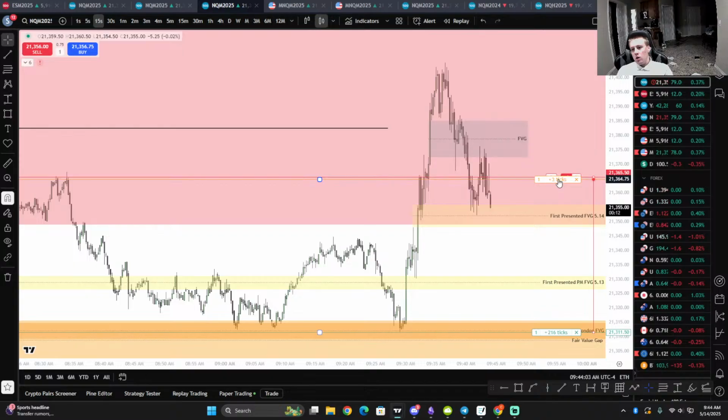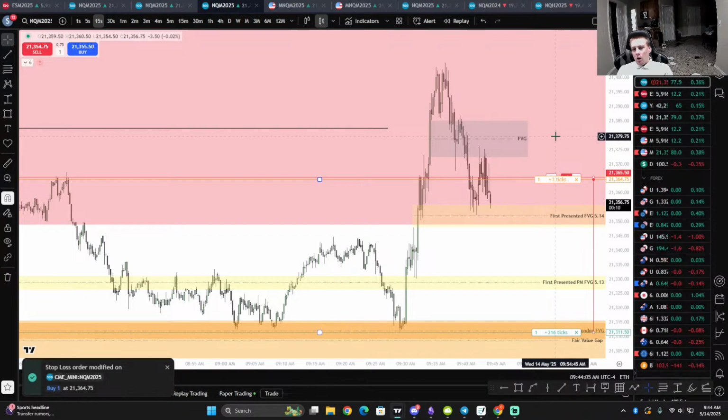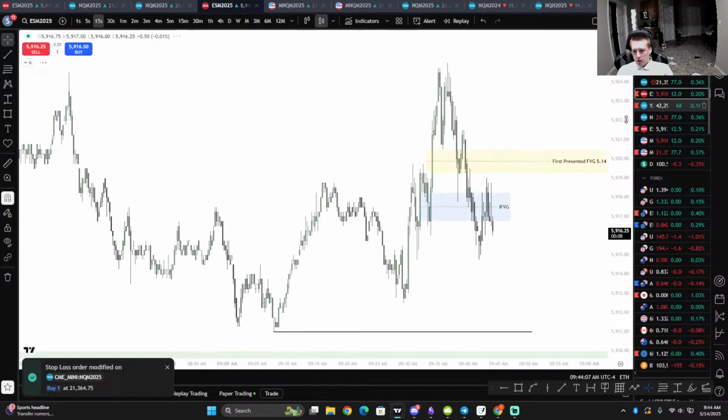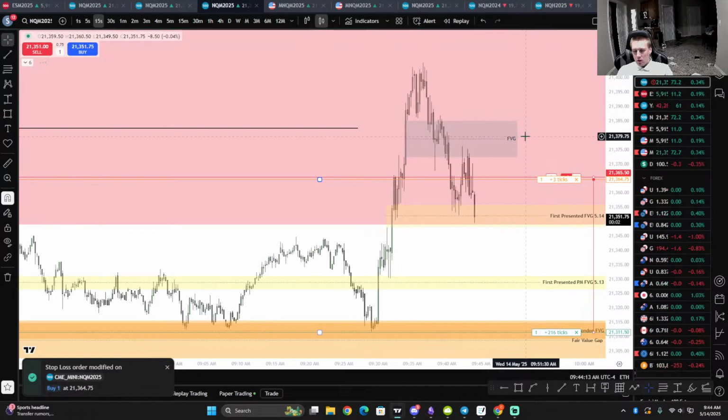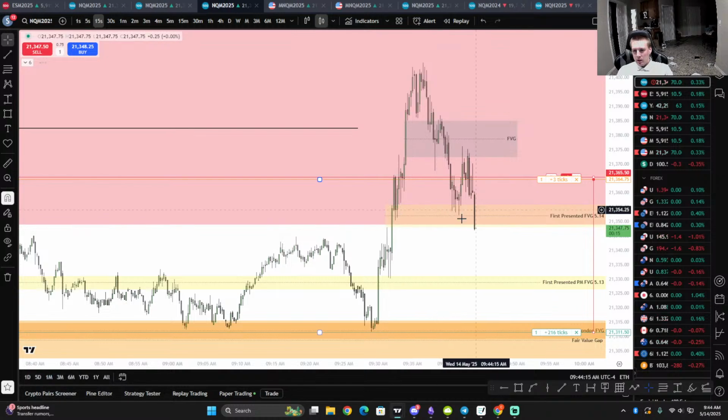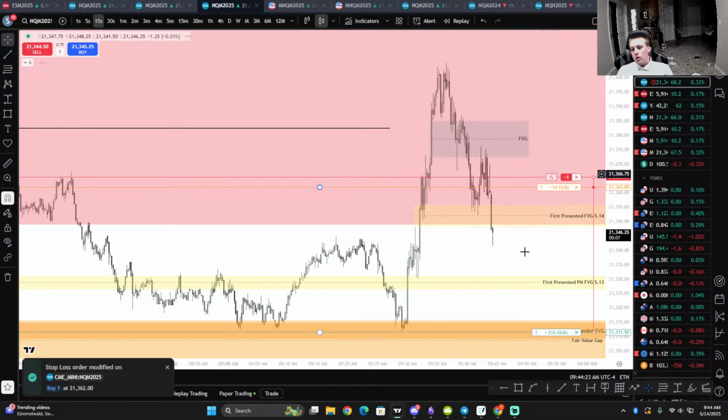I'm just gonna rush the stop because ES could still trade back up into this, and this could be respected. But we should stay heavy if we want here. So that's why I'm aggressive with the stop.